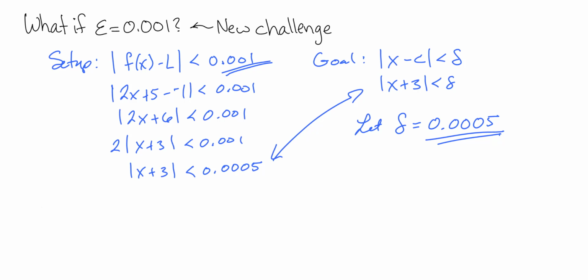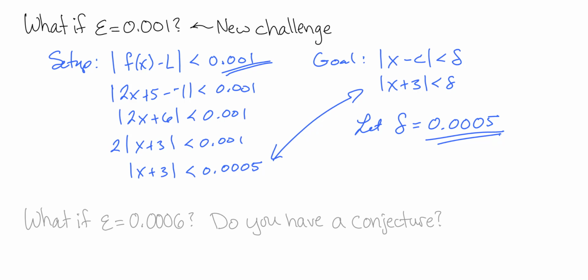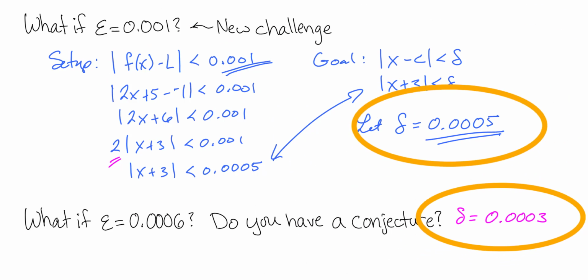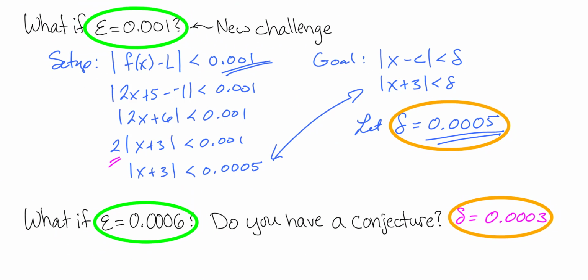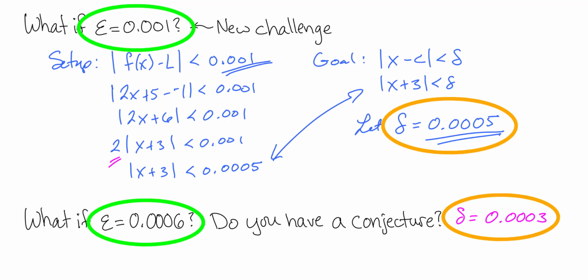Maybe you're starting to see a pattern here. What if we have epsilon equal to 0.0006? Do you have a conjecture of what the answer would be? How about delta equals 0.0003? What did we do? We just divided by 2. Maybe you notice that's what we were doing in each of the examples above. What we have done here is found specific deltas to go with specific epsilons that were given to us. But this doesn't prove that it works for all epsilon. We can't check every possible positive number epsilon. So how do we do the proof?